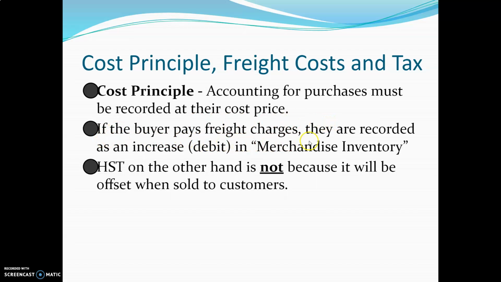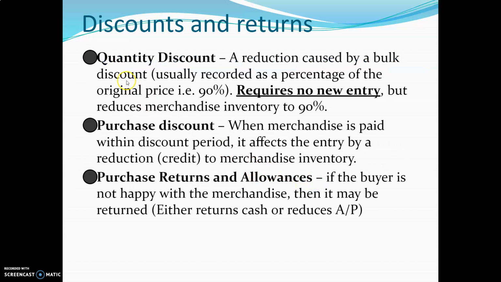If the buyer pays freight charges, they are recorded as an increase, which is a debit in the merchandise inventory. HST, on the other hand, is not, because it's offset when it is sold to the customer. So basically you're paying that HST and then you're going to remit it to the government at some later point in time, or you're collecting the HST and then it gets remitted to the government. So it is not included in the merchandise inventory.